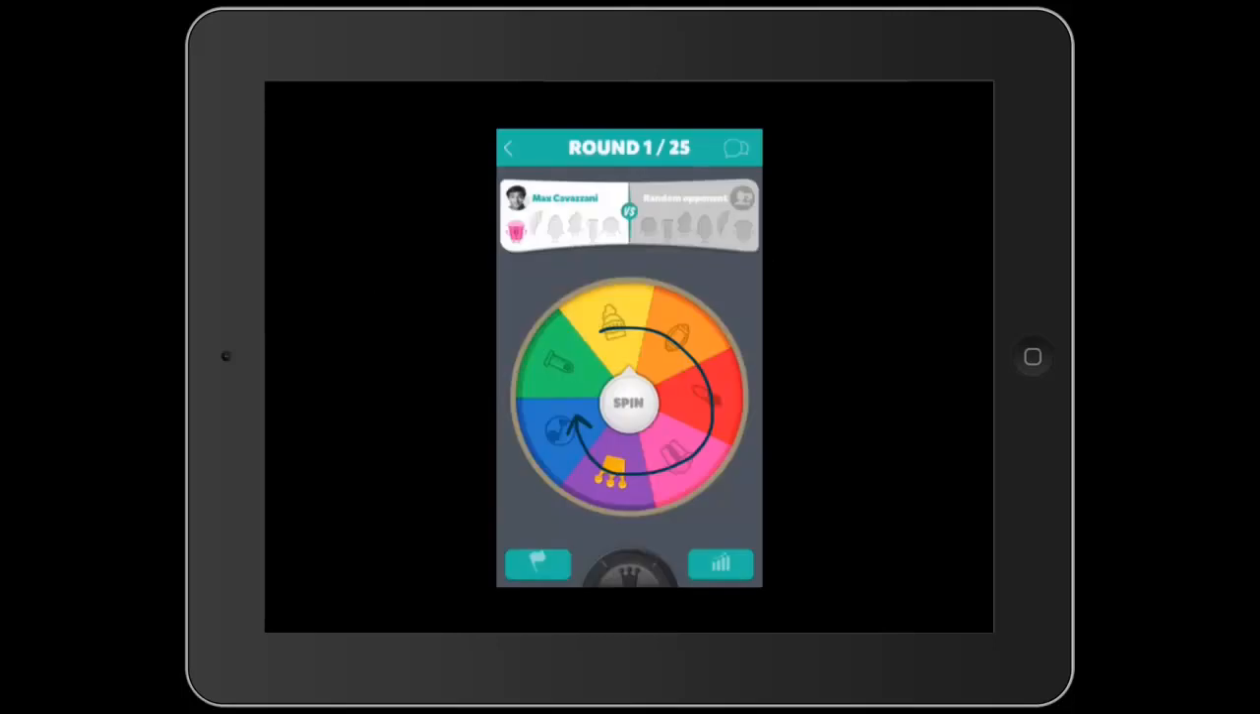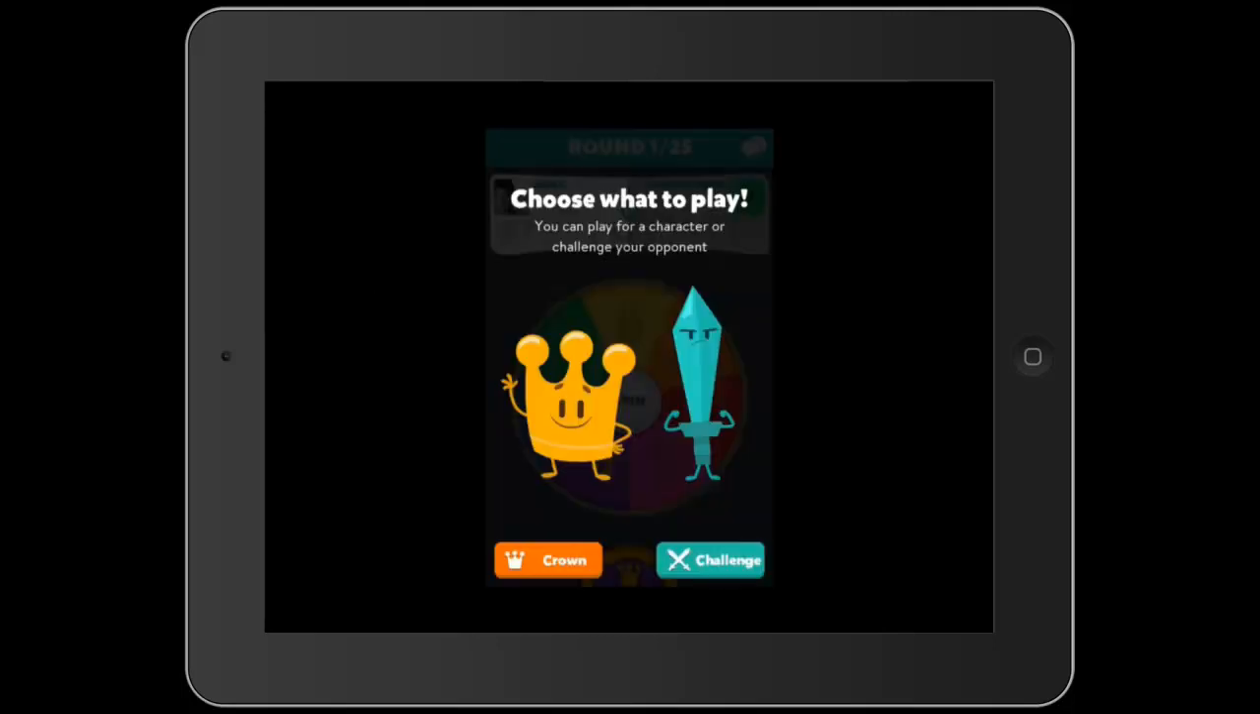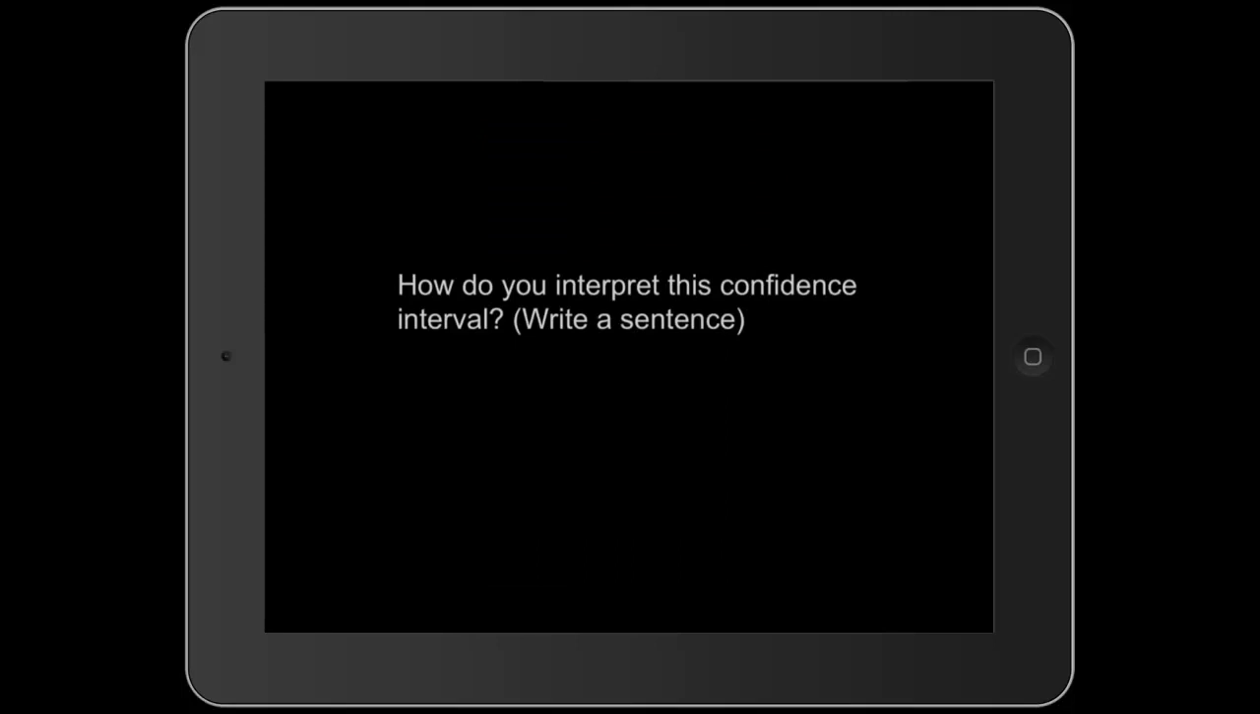Now here we go. Let's spin again for our second question. It landed on the choose what to play category, so we're going to choose math. Our question is, how do you interpret this confidence interval? By writing a sentence. The way we're going to phrase the procedure used to generate this confidence interval.